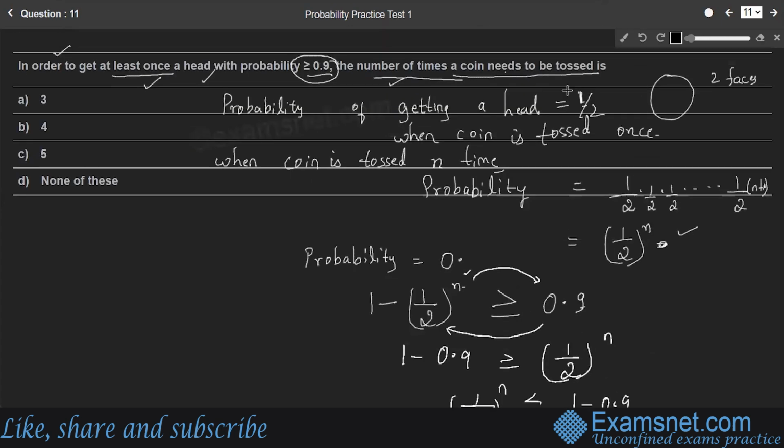So here, the number of times the coin needs to be tossed is 4. 4 times the coin needs to be tossed to get at least one head. So option B is the right answer.